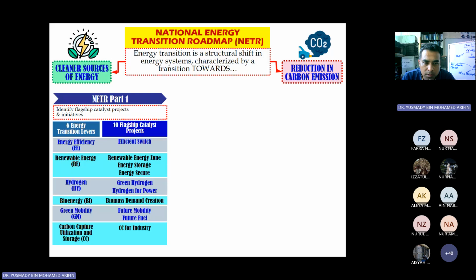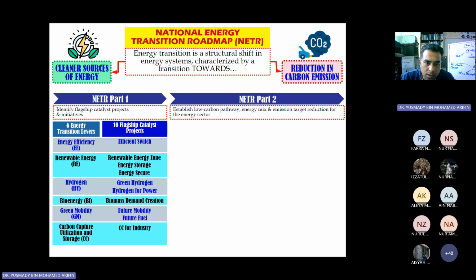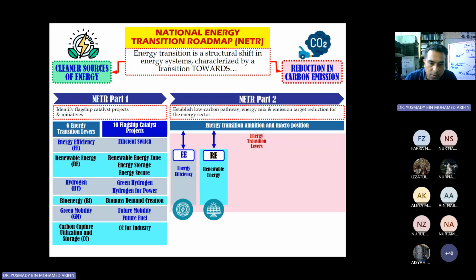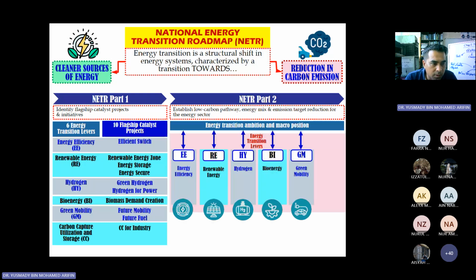Okay, part number 2 lebih kurang sama. Yes, to establish low carbon pathway, energy mix, and also emission target reduction for the energy sector. So in terms of content, lebih kurang sama dengan the 6 energy transition level.